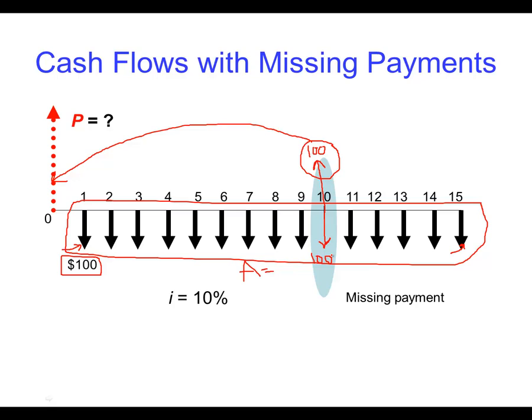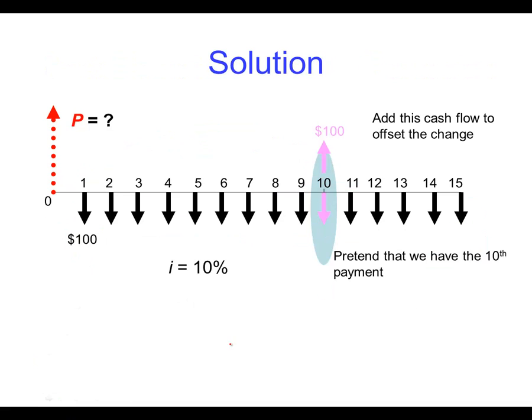So the way to do it when I have a missing payment is to add a fake or dummy payment, and that dummy payment will also be subtracted at the same time, so I can get the solution for the problem. Let's see how that's done.